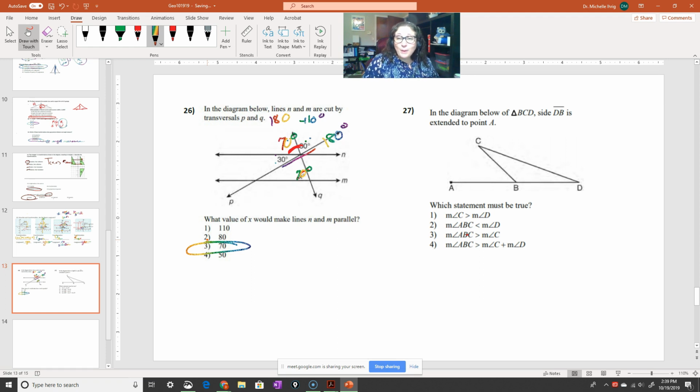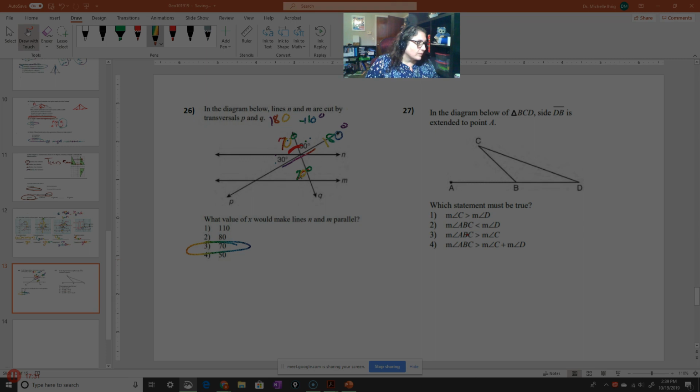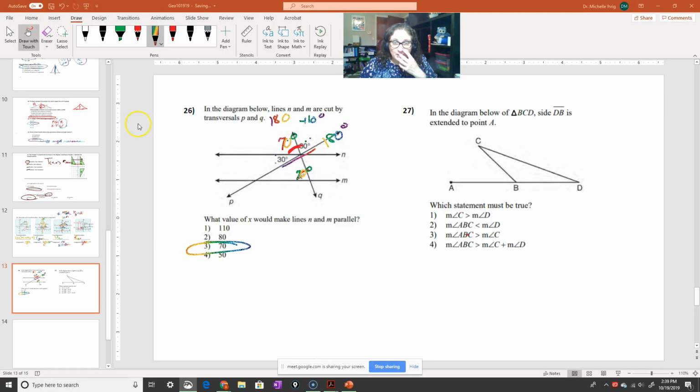In the diagram below, BCD, we have side DB extended to point A. What other pieces of information must be true? Hold on one second. Let's take a look. The only reason they would mention an extension is to tell you that this angle here equals this angle plus this angle. So basically, they're telling you angle ABC has to equal angle C plus angle D.